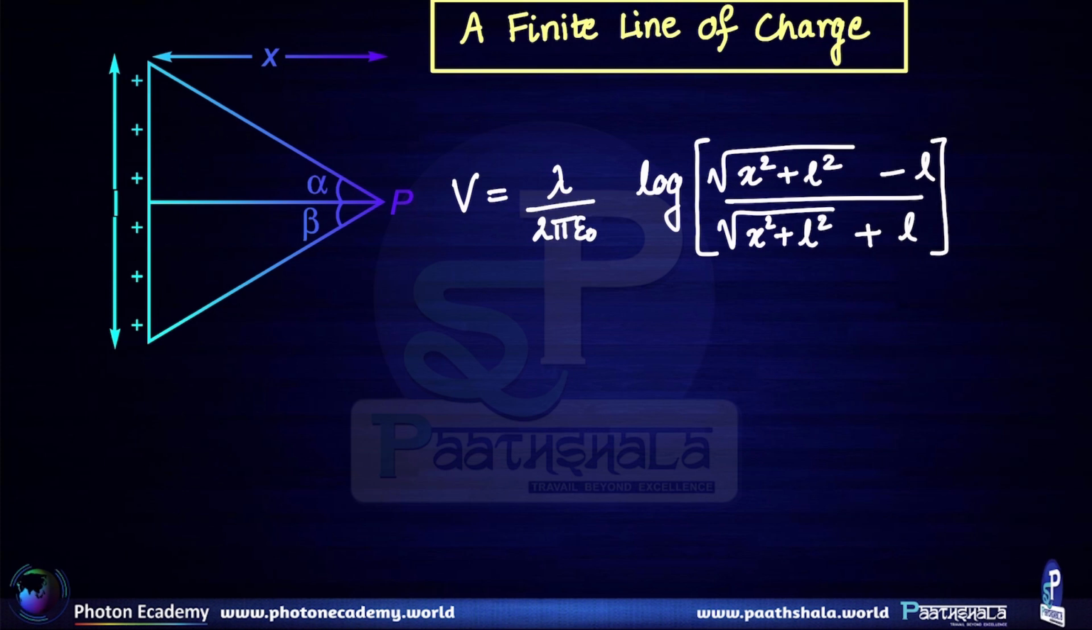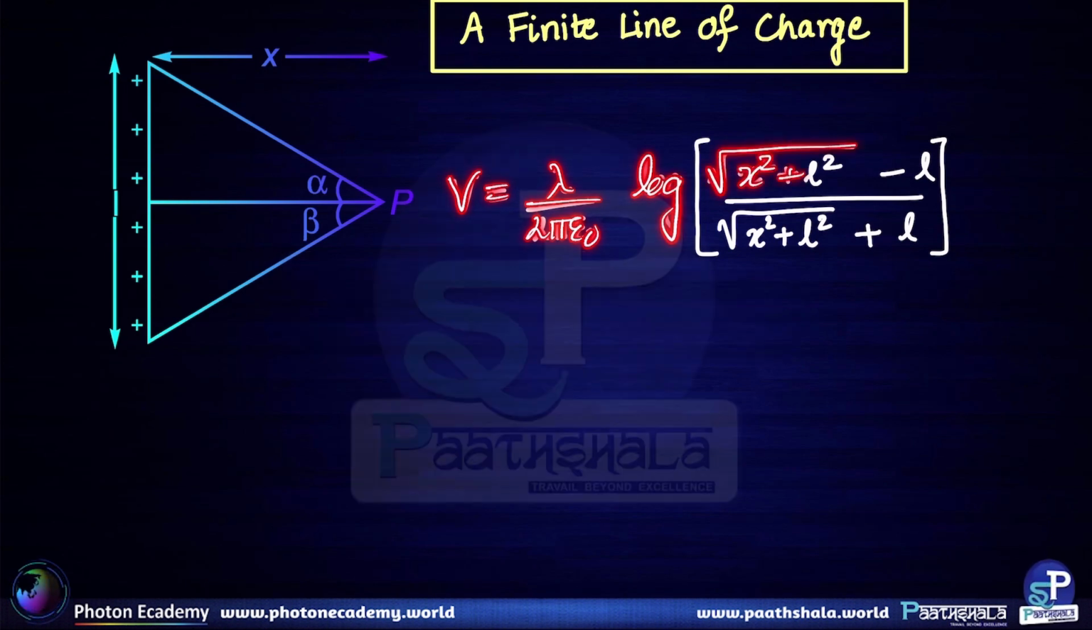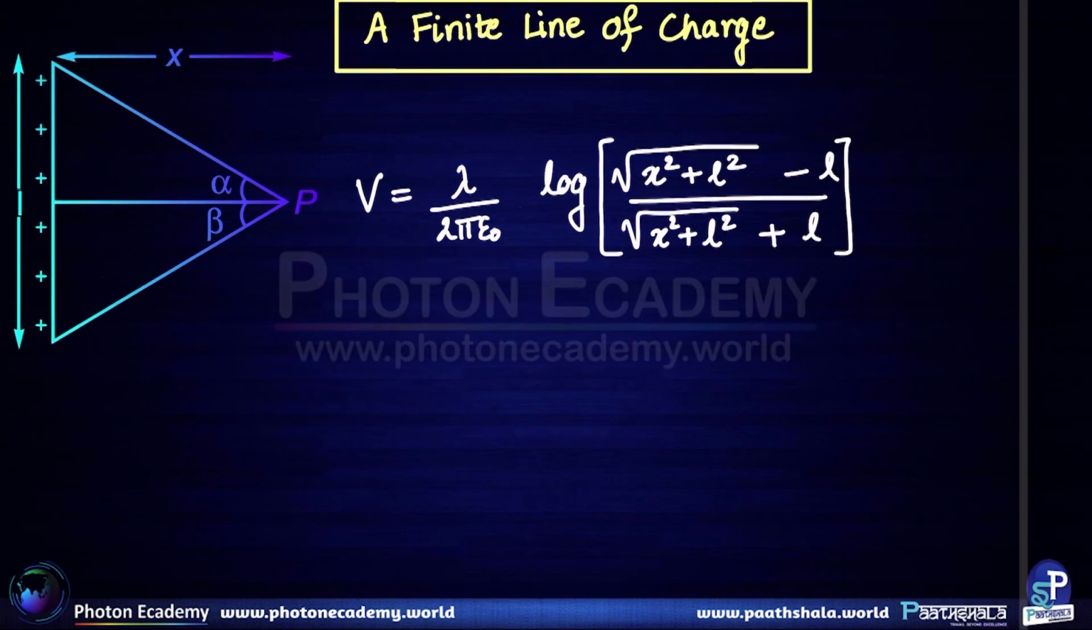Here we have a finite line of charge. This finite line of charge has length L. Now for this finite line of charge at a distance x, the electric field leads to the potential given by V = λ/(2πε₀) log[(√(x² + L²) − L)/(√(x² + L²) + L)]. Here for the finite line of charge, V infinity is assumed to be equal to 0.